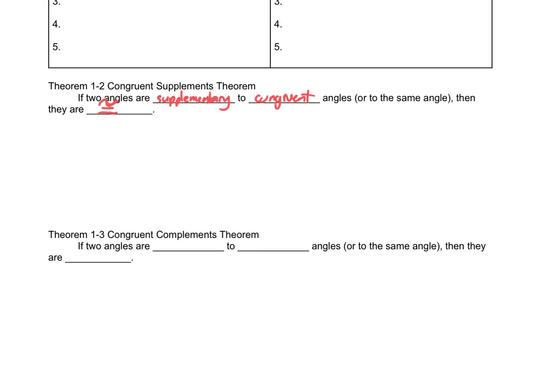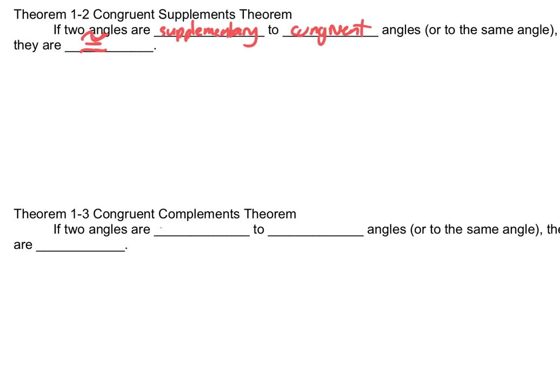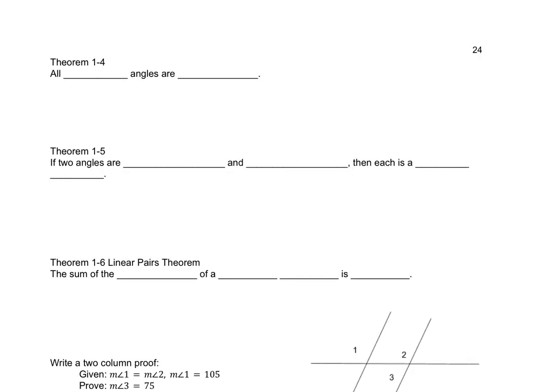Now we have the congruent complements theorem. Same thing, just instead of adding up to 180, they add up to 90 degrees. If two angles are complementary to congruent angles, or to the same angle, then they are congruent. All right, we have a few more theorems here. All right angles are congruent. That means if angle 1 is a right angle and angle 2 is a right angle, they are congruent to each other because they have the same measurement.